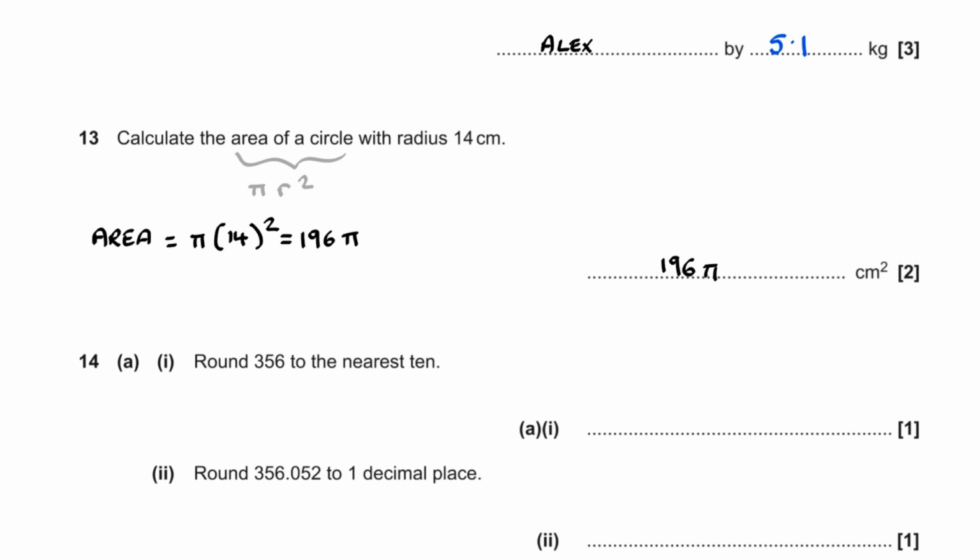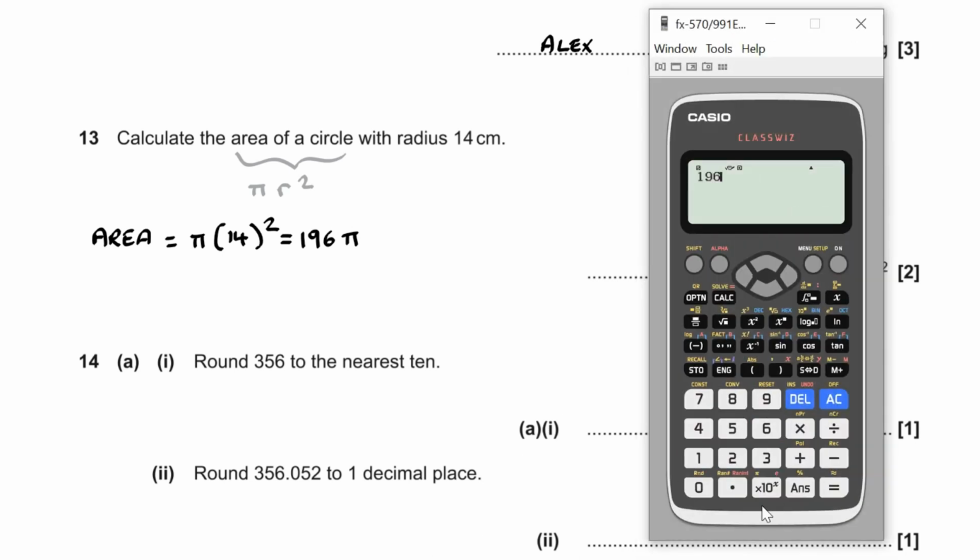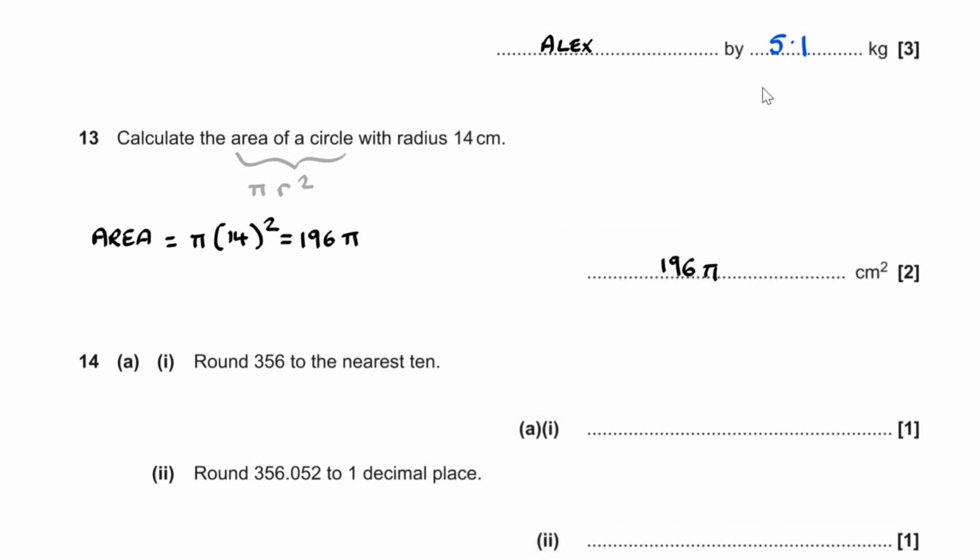You can write down the decimal equivalent. We've got 196 pi, which is 615.7, etc. You could have put that value down if you wanted to.